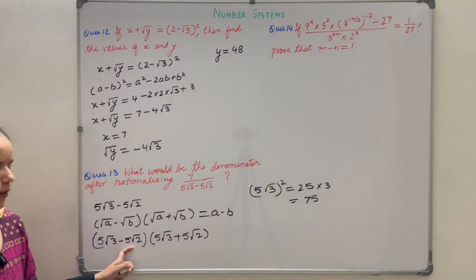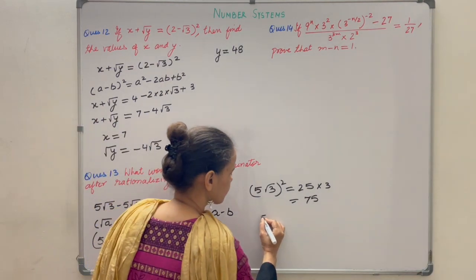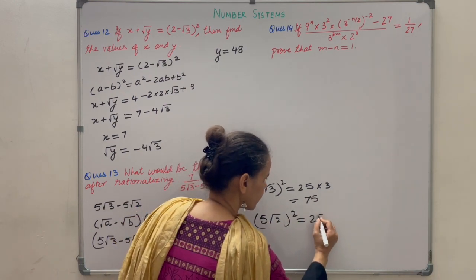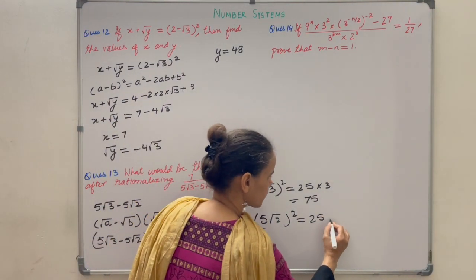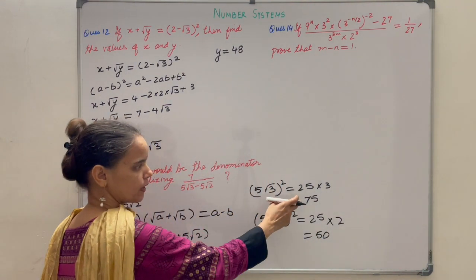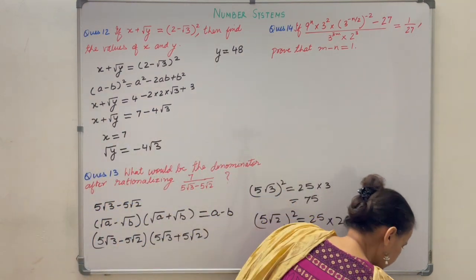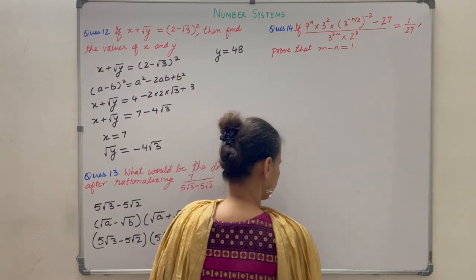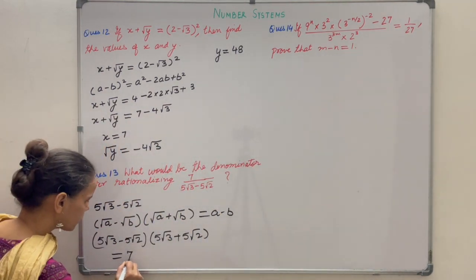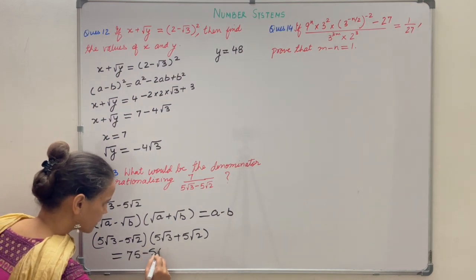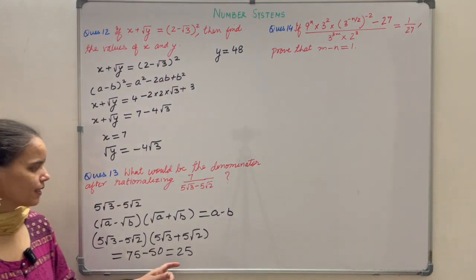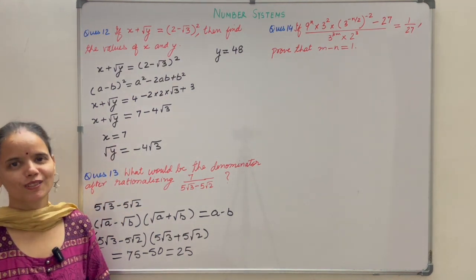Similarly, you have to take the square of this number as well, 5 root 2. When you take the square here, 5 square is 25 and root 2 whole square is 2. So 25 into 2 is 50. So when you square them, you get 75 and 50. Let us write it down. So you will get here 75 minus 50, so that is equal to 25. So the denominator is a rational number here and that is 25.